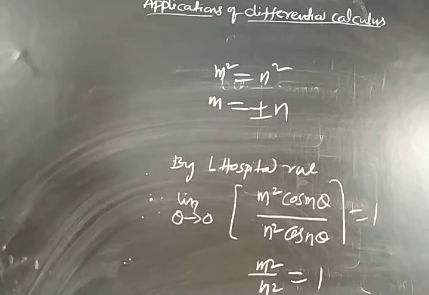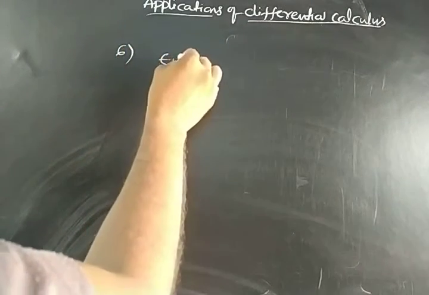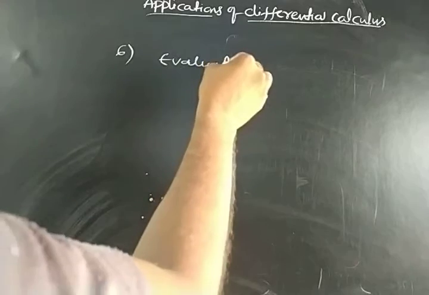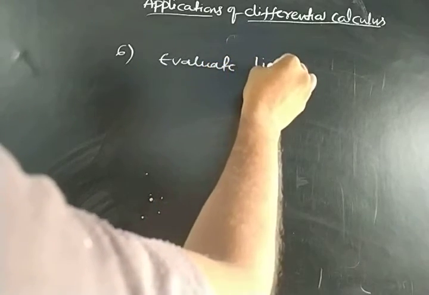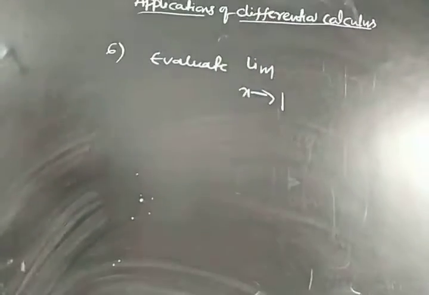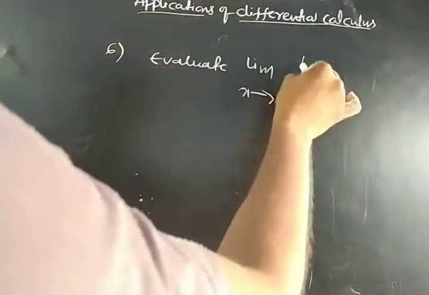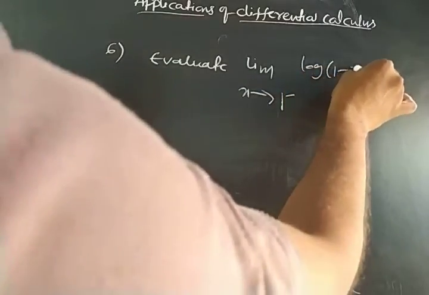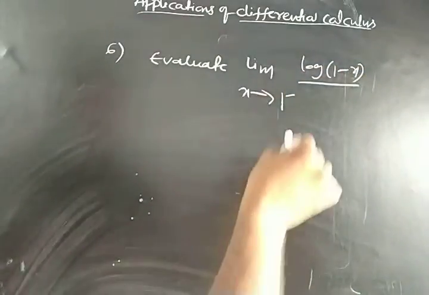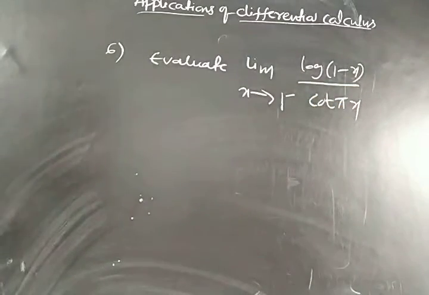Now next problem, the 6th example. Evaluate limit x tends to 1 minus of log(1 minus x) by cot pi x. So we are finding the left hand limit of the function.